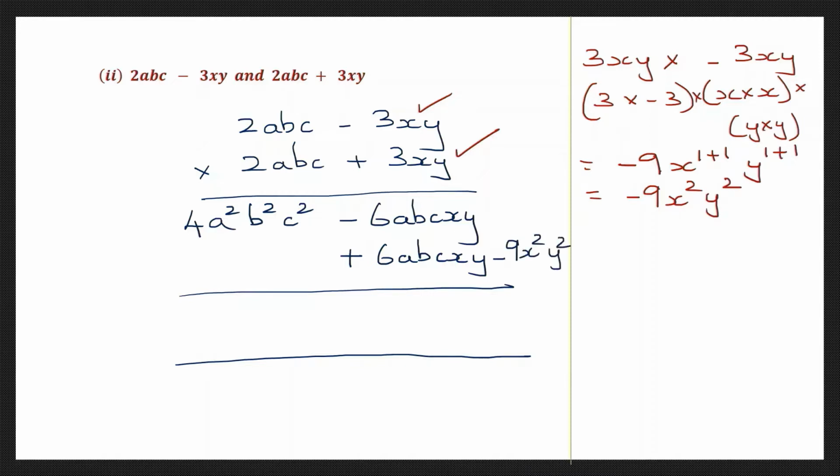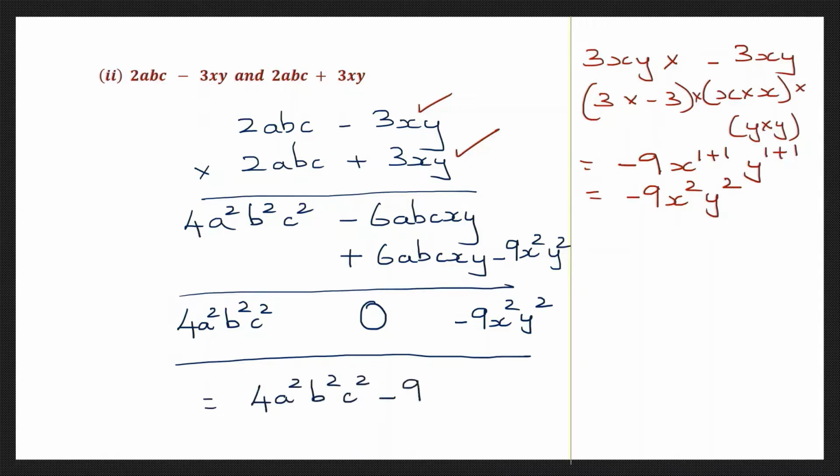So what is our answer here? 4a square b square c square. Now plus and minus here becomes 0, and the last one is minus 9x square y square. So our final answer here will be 4a square b square c square minus 9x square y square.